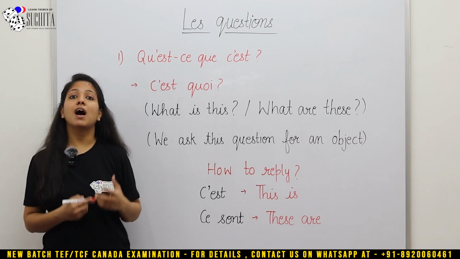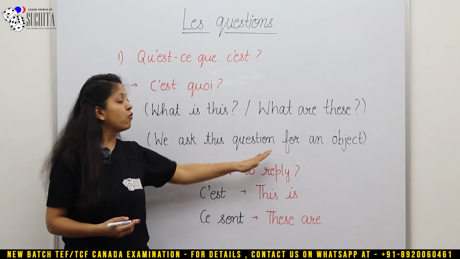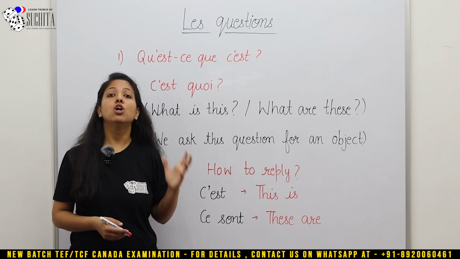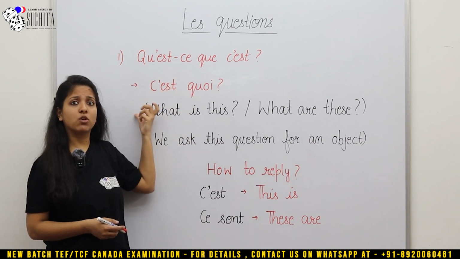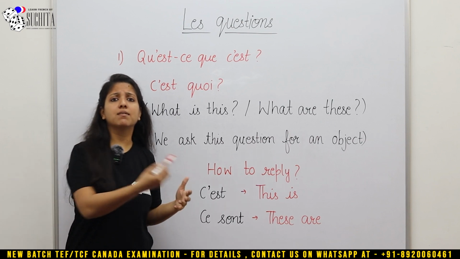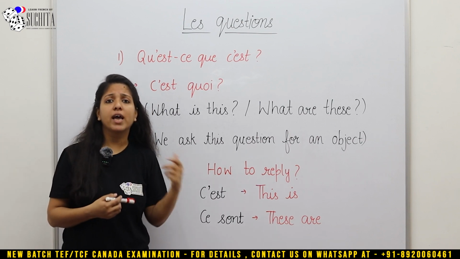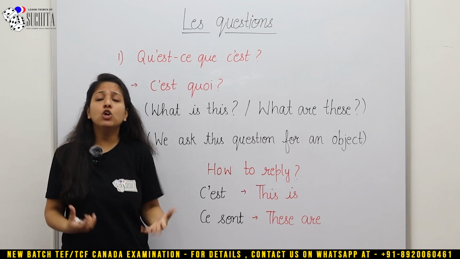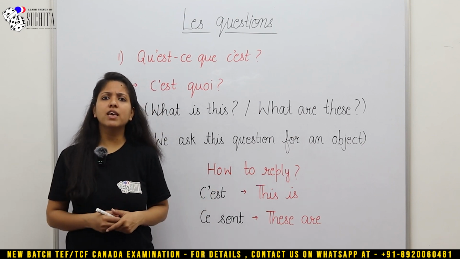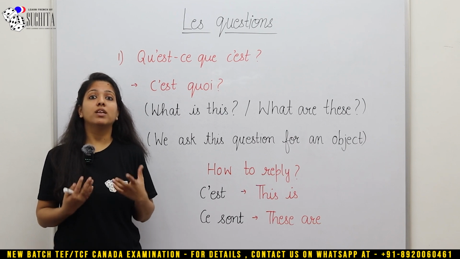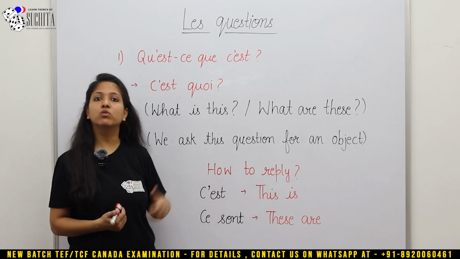So, of course, we will ask this question for an object or for a non-living thing. Okay? Qu'est-ce que c'est? C'est quoi? Now, for anything, let's say there is a marker, this is a pen, this is a chair, this is a phone. So, for any object, we can ask this question, what is this? Qu'est-ce que c'est? Or I can also say, c'est quoi? Now, the next question arises, how do you reply to this question?